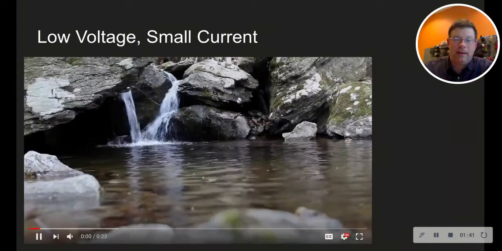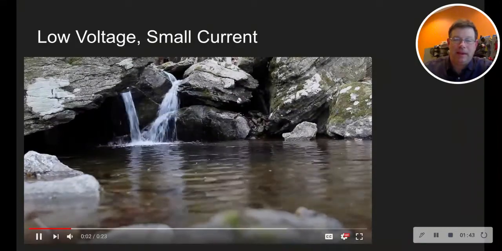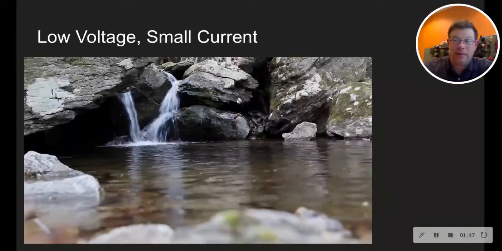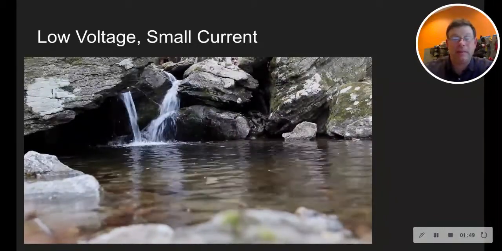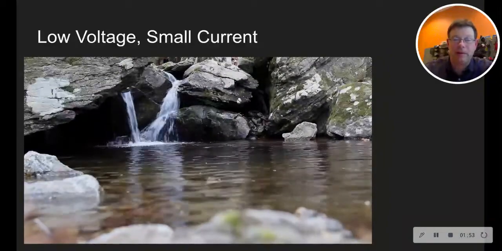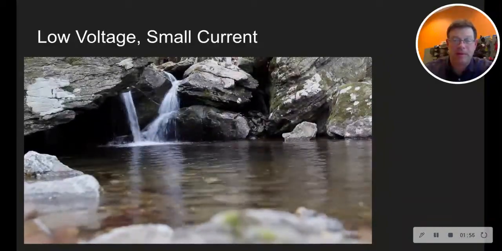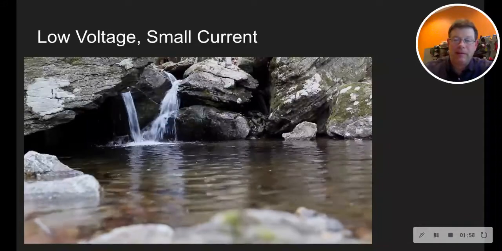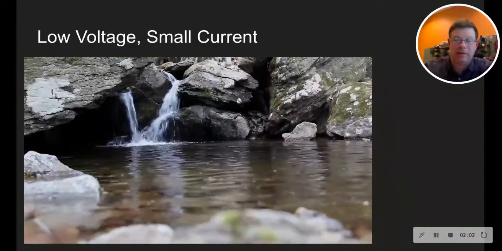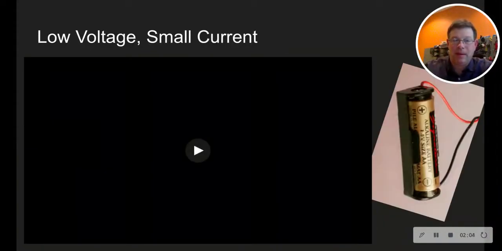In our experiments, we've seen the difference between voltages and currents from different sources. So here I show a very small waterfall to demonstrate the idea of a low voltage, small current circuit. Small current because not much water is flowing, and low voltage because the waterfall isn't very tall. I think about this as being just a small battery, perhaps a double A. Small current and small voltage.